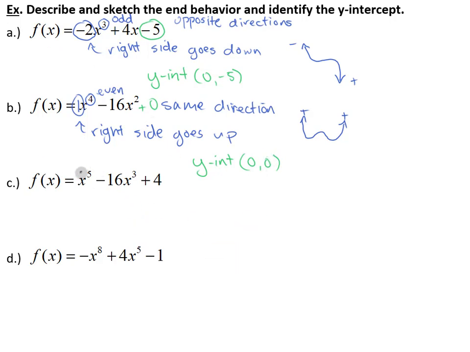Okay, our next one. Try these next two out, I would say, actually. So pause the video now, see if you can figure out roughly what directions they're going in and what our y-intercept is for C and D.